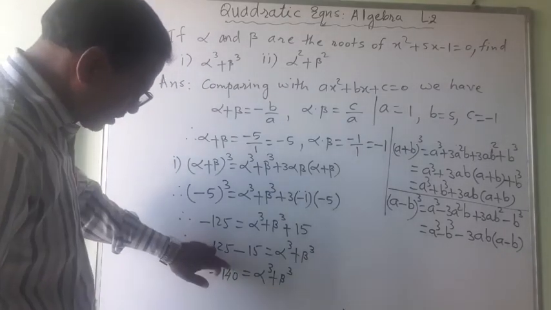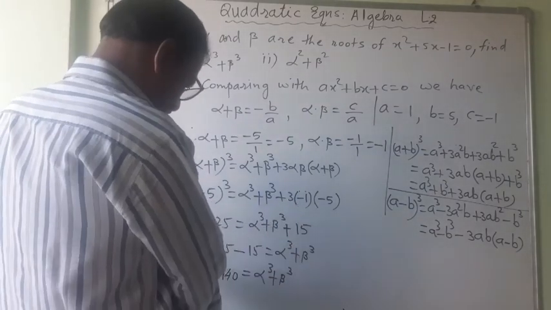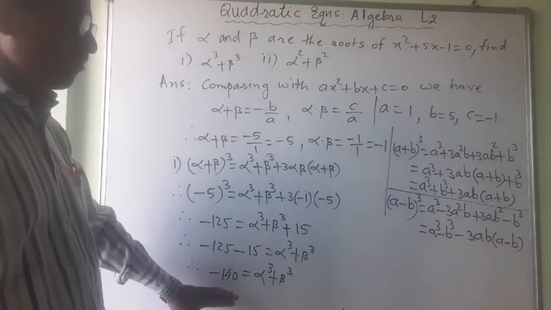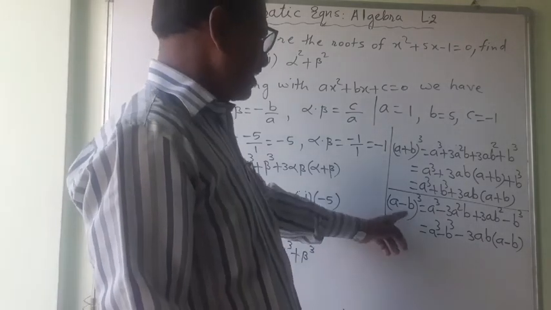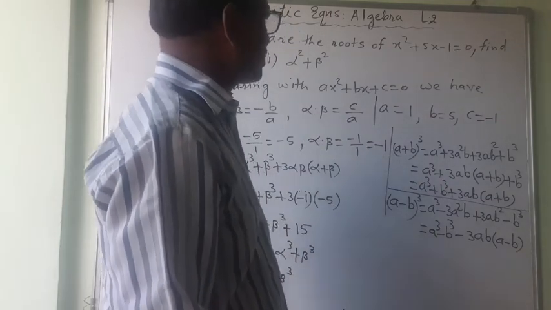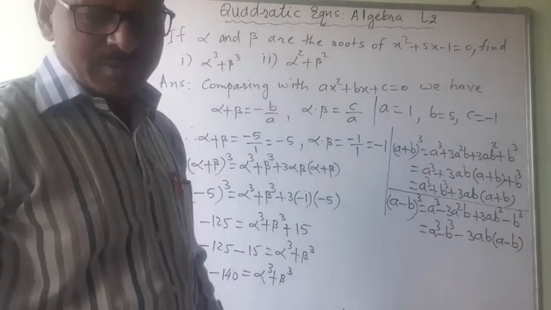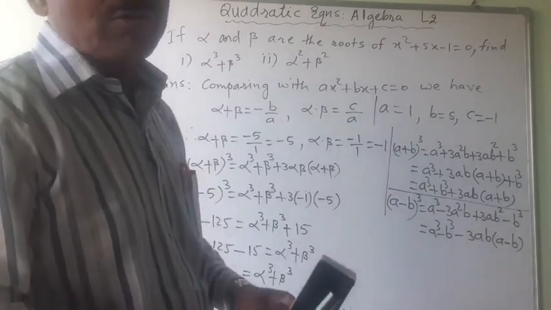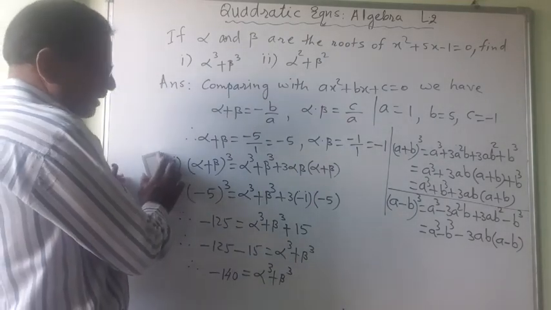So we have to concentrate on the mistakes. So this plus brought here becomes minus. So alpha cube plus beta cube has become minus 140. If I want to find alpha minus beta bracket cube, alpha minus beta I don't have. First of all, I will find the values of alpha square plus beta square, and then from that alpha minus beta bracket square also we can get. So this is one. Now the second one.